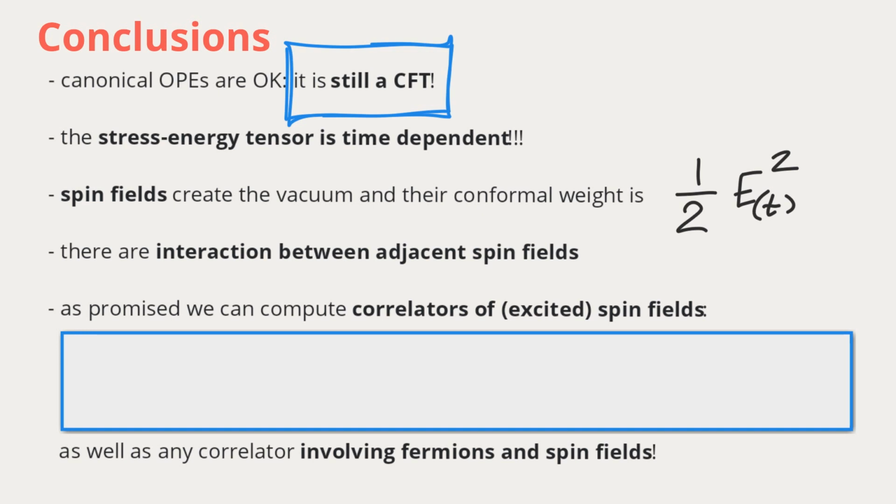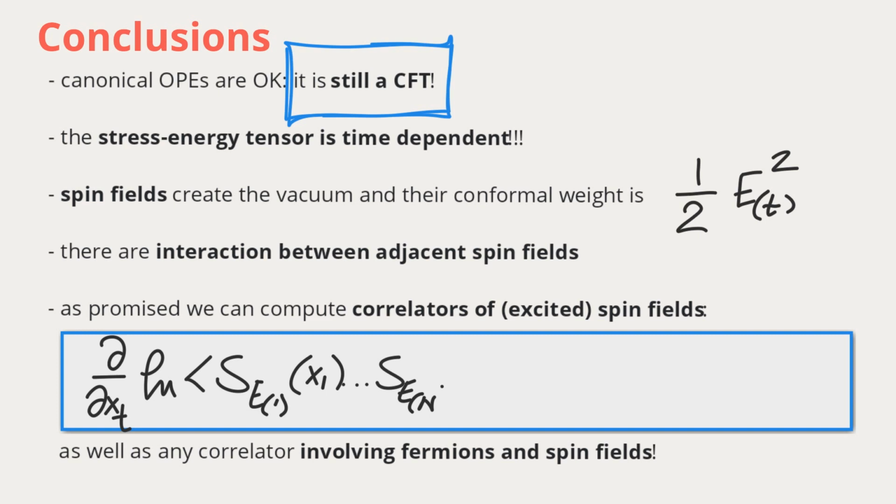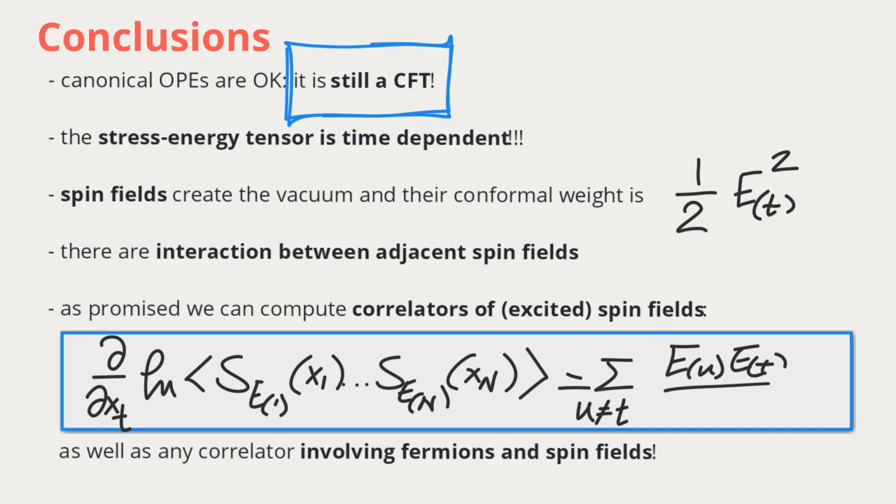We can also have the weights of the spin fields, which completely characterized the fields, and as promised, we can also compute the correlators of spin fields, actually in the excited spin fields. This is because we have complete control on the operator algebra of the theory, which is what allowed us to discover the spin fields in the first place. It's what allowed us to compute properly the stress energy tensor and show that the time dependence nonetheless leads to a conformal field theory. This means that we can also compute correlation functions involving matter fields, because again, we completely have control of the algebra of the theory.